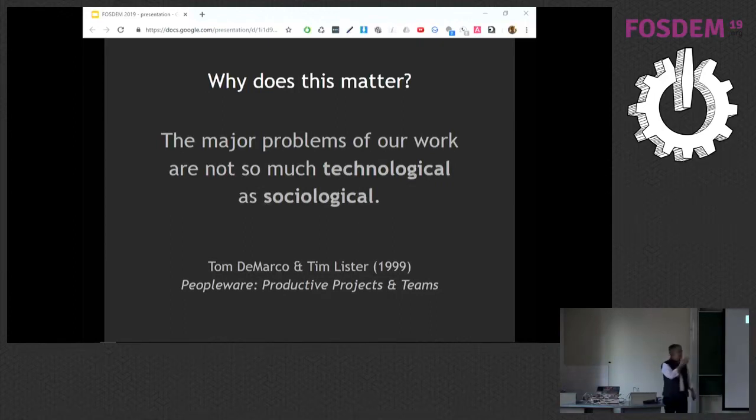So this is a quote from a marvelous book by DeMarco and Lister. The book is Peopleware. The quote is, "The major problems of our work are not so much technological as sociological." We spend an awful lot of time talking about tools and technologies. That's the easy part. The hard part is getting people to work together, keeping track of who's doing what, all of these other things. That's what I, as an educator, what we as an academic organization should be really focused on a lot more.